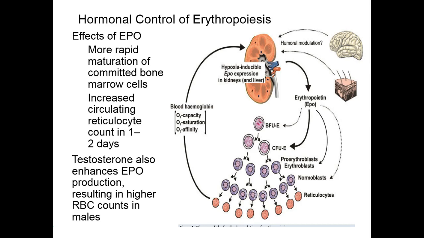The effects of erythropoietin: it increases more rapid maturing in the bone, increases the circulating count of reticulocytes, and this EPO is higher in men. But the thing about EPO, this is when you hear about blood doping, this is what's happening: this particular complex is being increased to try to increase an individual's ability to have red blood cells, so oxygen capacity.